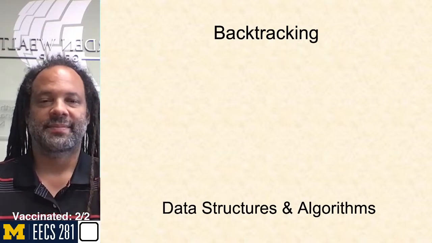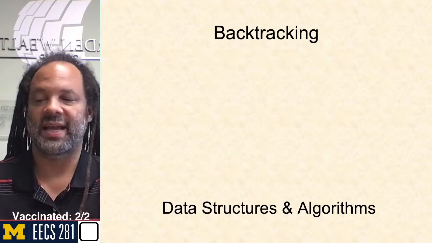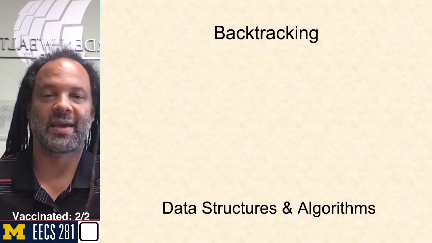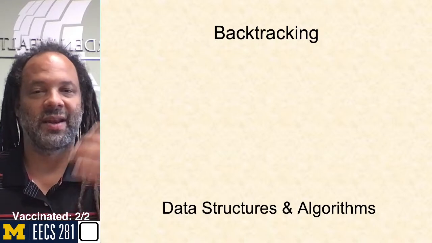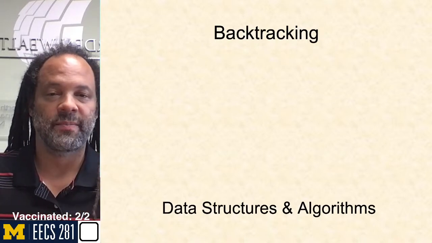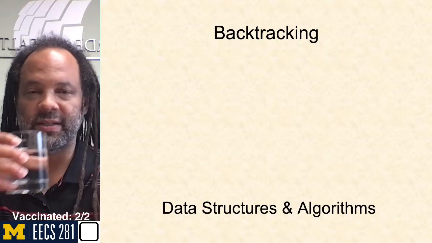That's backtracking. It helps us solve constraint satisfaction problems. It is a fallback. It is like, well, in the worst case, I can do a linear search, right? It's better than having to do brute force. So that's what backtracking is.